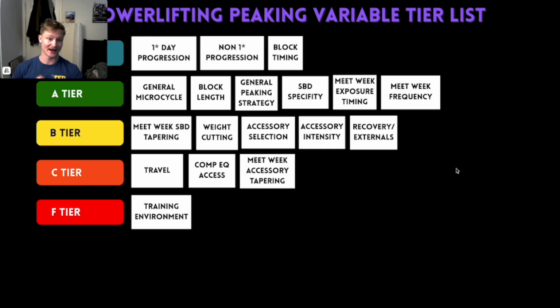Our last tier list was more so how important are certain variables in terms of programming and how necessary those are to be kept in mind or to be kept in check in order to get programming to be the best it possibly can. Whereas this tier list is purely a powerlifting peaking variable tier list. So we'll kind of cover that and the reasoning behind everything here, but here's a quick snapshot at the end result.